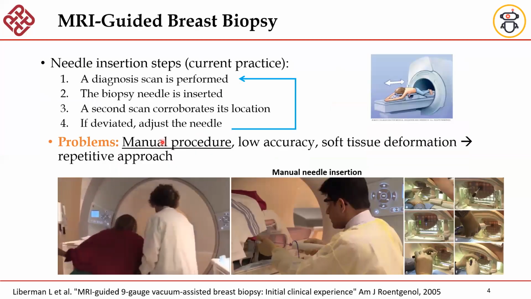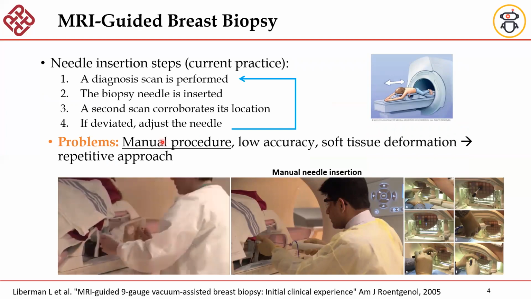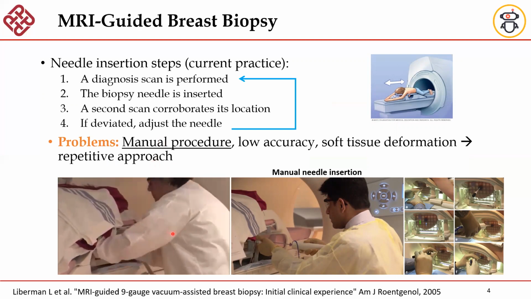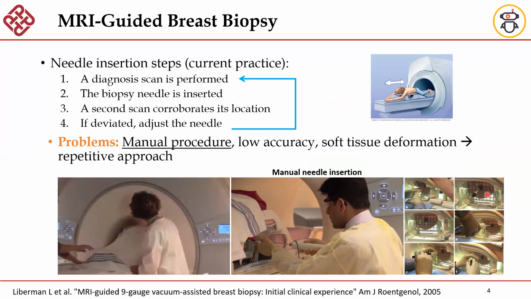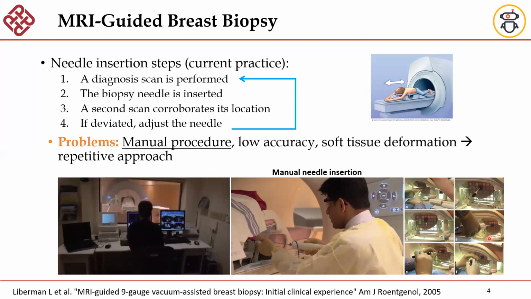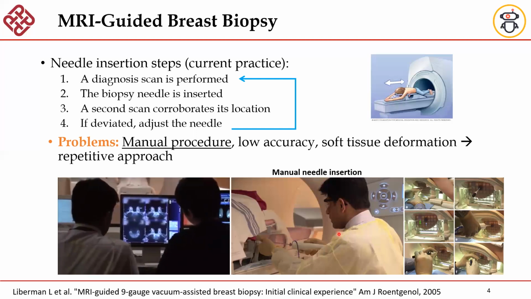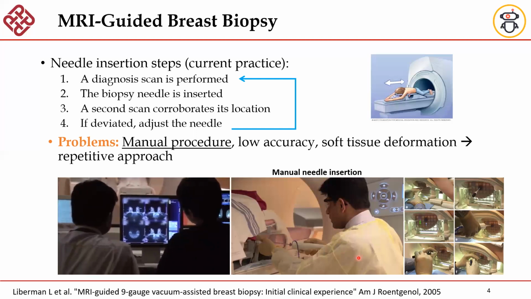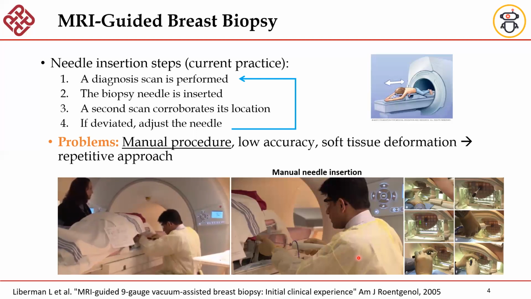This demonstrates how it is done in common practice under the guidance of MRI. The patient lies in a prone position, the breast is secured with a special type of grid, and the practitioner has to literally manually introduce the needle. So there are many problems. Whenever you have a person doing manual operations, compared with a mechanical robot, it will not be as precise or dexterous as a robot.